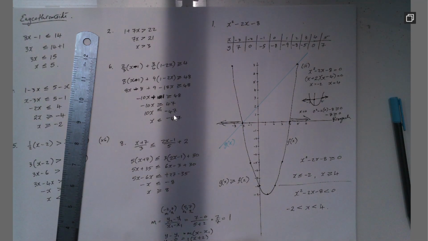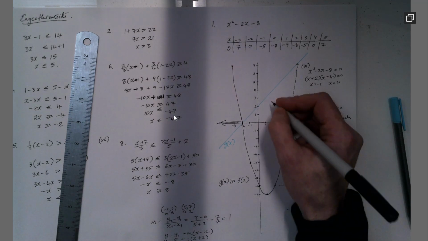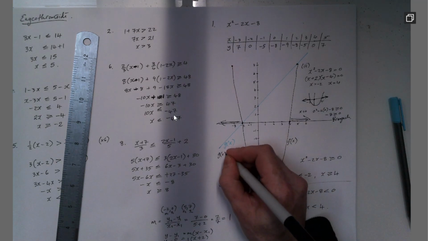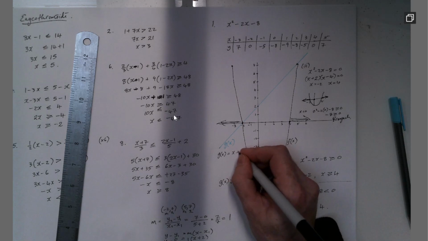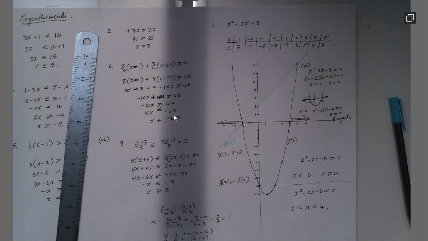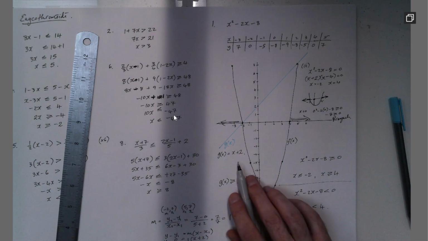So this is the equation of g of x. So g of x equals x plus 2. Is it okay? Minus x1, so x1 is minus 2, so minus minus is plus. Now, the equation is all good, right?